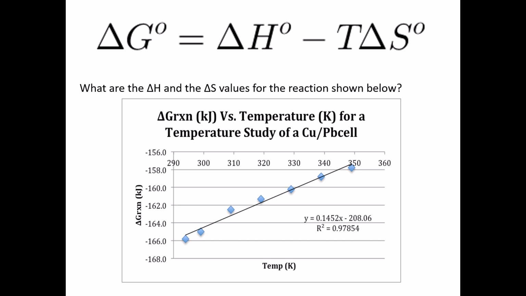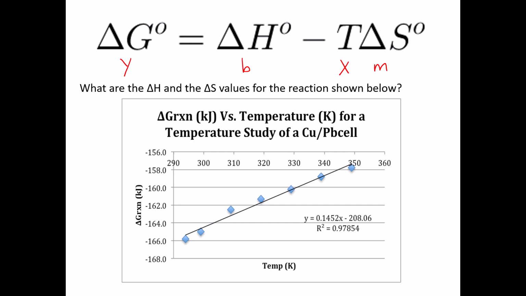The Gibbs free energy equation can also be seen as a graphical representation of a straight line. The Gibbs free energy equation fits the equation of a straight line if we consider delta G the y-axis and temperature on the x-axis. So if we graph the change in delta G with the change in temperature, we will get a straight line where our delta H is our y-intercept and our negative delta S is our slope.